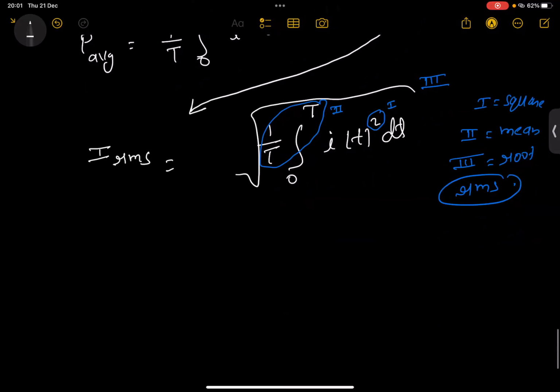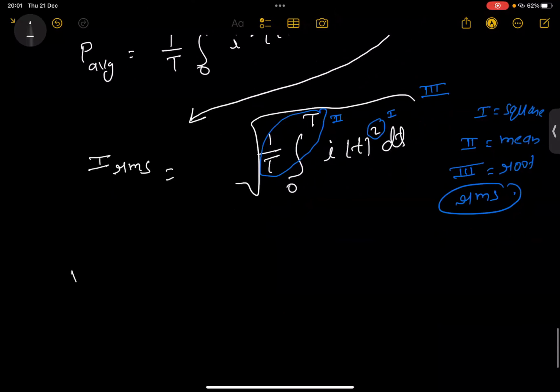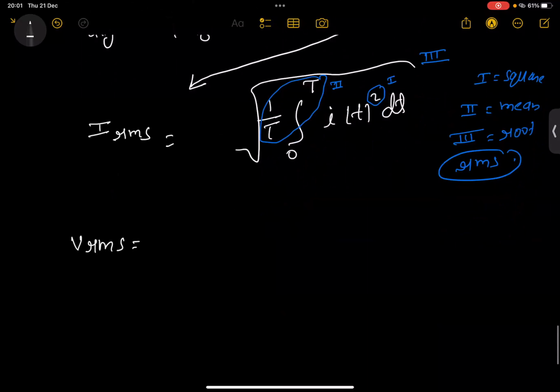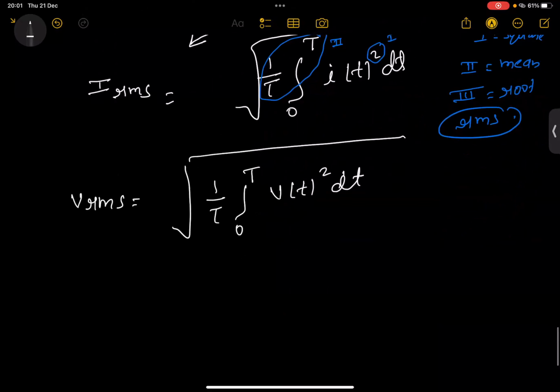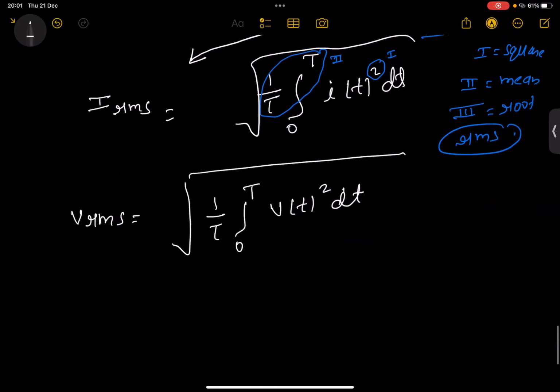In a similar way you can find out the VRMS also. What is VRMS? Replace the current by voltage only. This becomes root of 1 by T, integral of V(t) square dt.